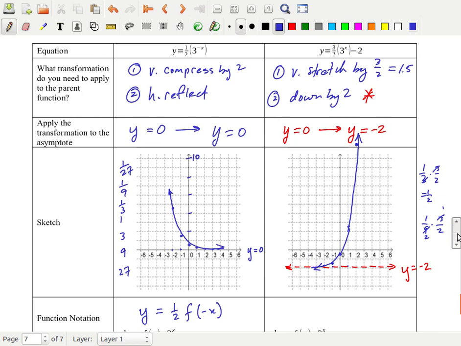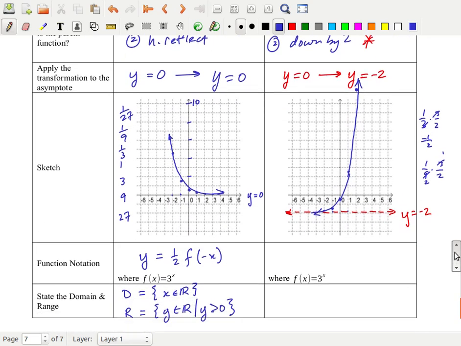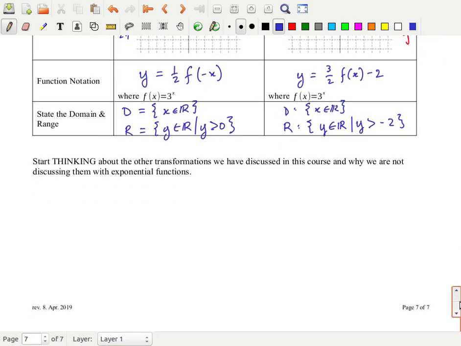3/2, 3 to the x minus 2. So in function notation, that's going to be y equals 3/2 f of x minus 2. The domain, x member of R, x member of the reals, range, y member of the reals, such that y, in this case, is above the asymptote at -2. And that's it for this very long worksheet.